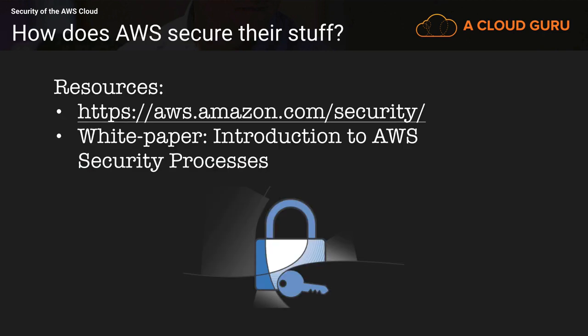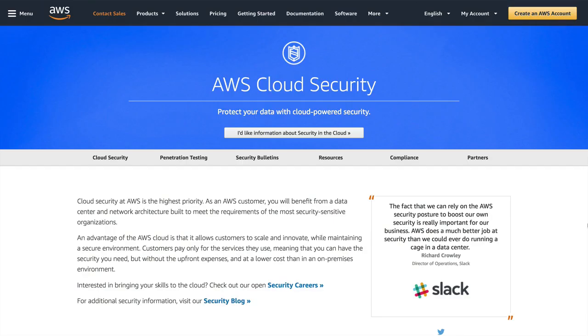To find out how, we need to go to aws.amazon.com/security. And there's a couple of white papers on that site, but the main one that we want to read is Introduction to AWS Security Processes. Okay, so I'm on aws.amazon.com/security. Now, you can see here there are different tabs, so we can learn about cloud security, penetration testing, we can search for security bulletins, we can have a look at all the different resources, we can see how AWS is compliant and what partners they work with.